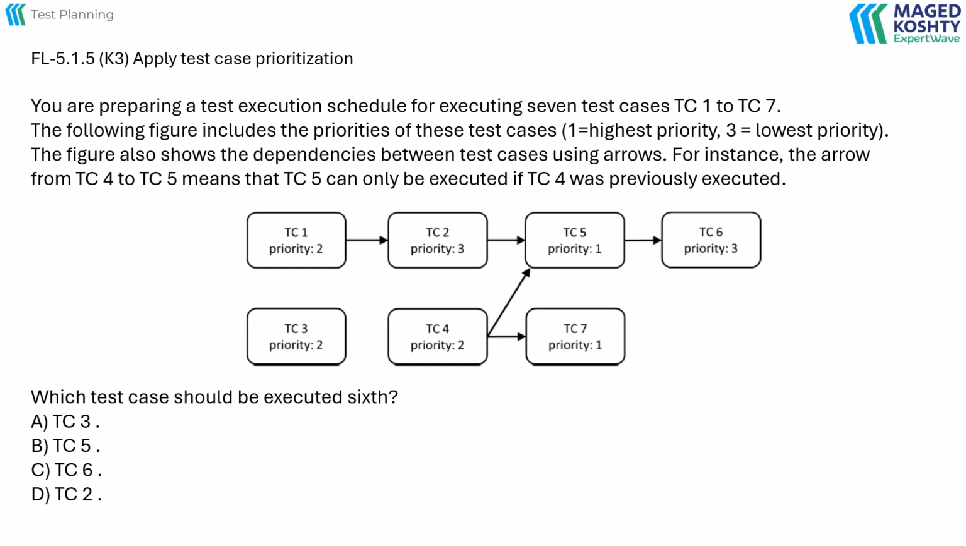This is a nice question. We want to run the priority 1 test cases first, which are TC5 and TC7. To run those test cases, we have to run TC1, TC2, and TC4 first, as TC5 and TC7 depend on them. Now, should we run TC6 first or TC3? TC3 has a higher priority than TC6. So the 6th test case should be TC3, followed by TC6. Correct answer is A, TC3.